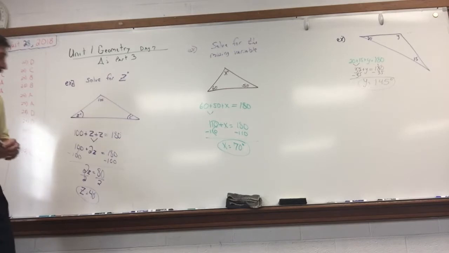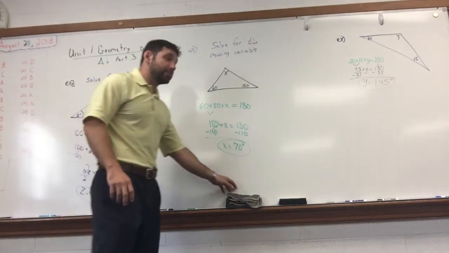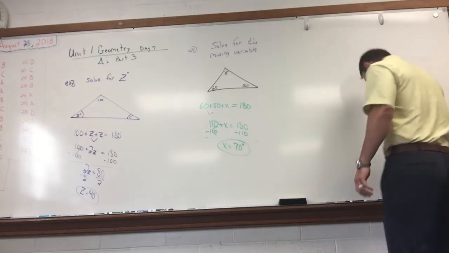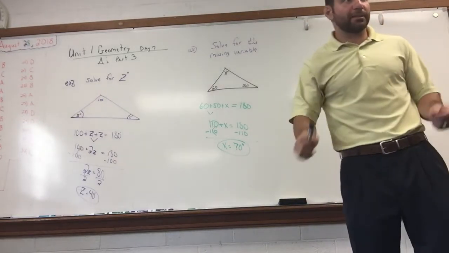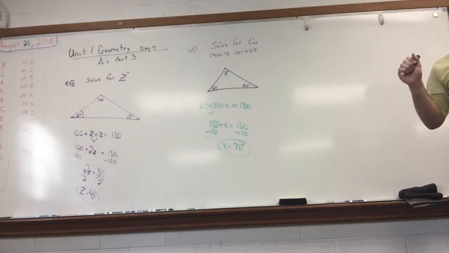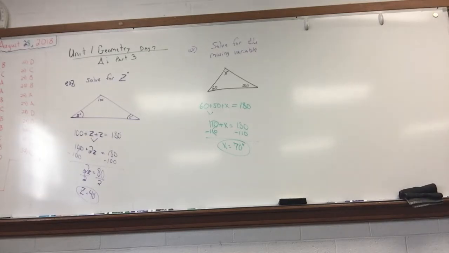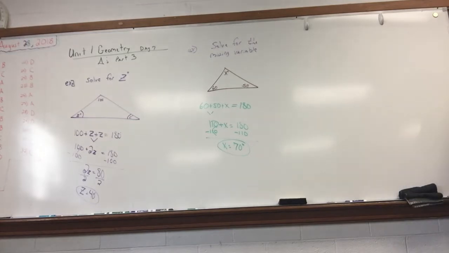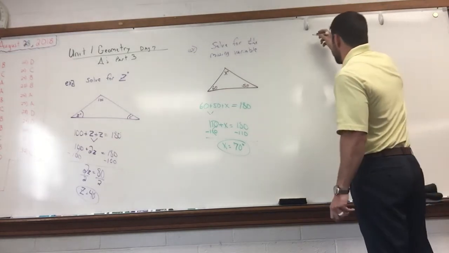So, the sum of the angles are 180. You guys did very well there. This is not talking about the angles. What we're going to go to next is talking about the side lengths. Okay? The angles have a sum of 180. The side lengths don't have to add up to 180.